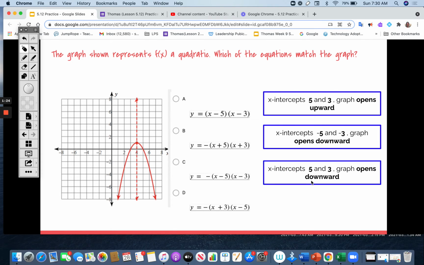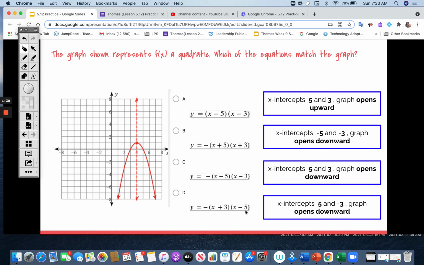Thirdly, my x-intercepts would have to be positive 5 and 3, and yes, that matches my graph. It's opening downwards, and so C would have to be it. Let's look at D. What do I know about D? My x-intercepts for D would be a negative 3, which would be over here, and a positive 5, which would be over here. And it's opening downwards. So it doesn't match because the intercepts don't match. So the option that makes sense for me is option C.